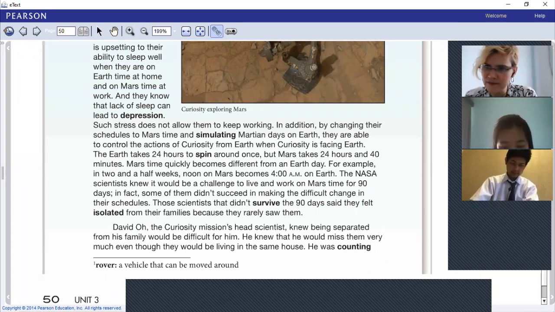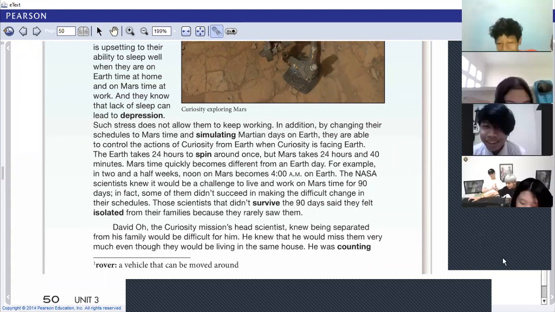David. The Curiosity mission scientists knew being separated from his family would be difficult for him. He knew that he would miss them very much, even though they would be living in the same house.